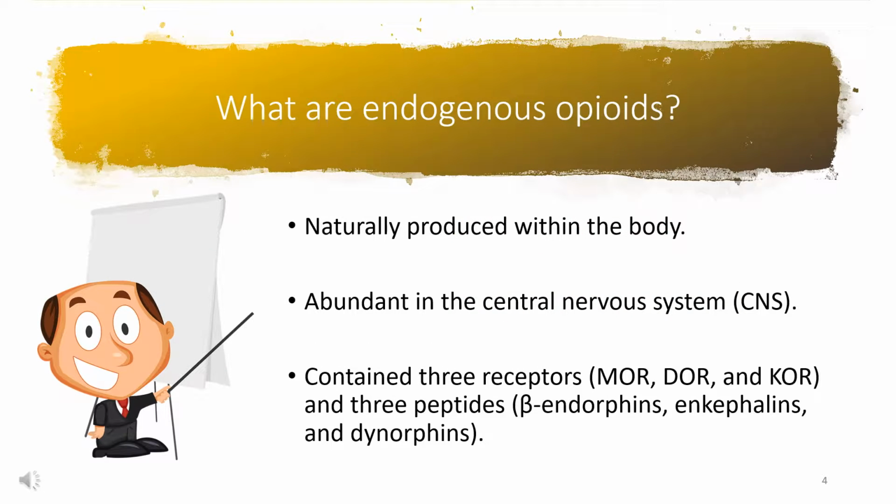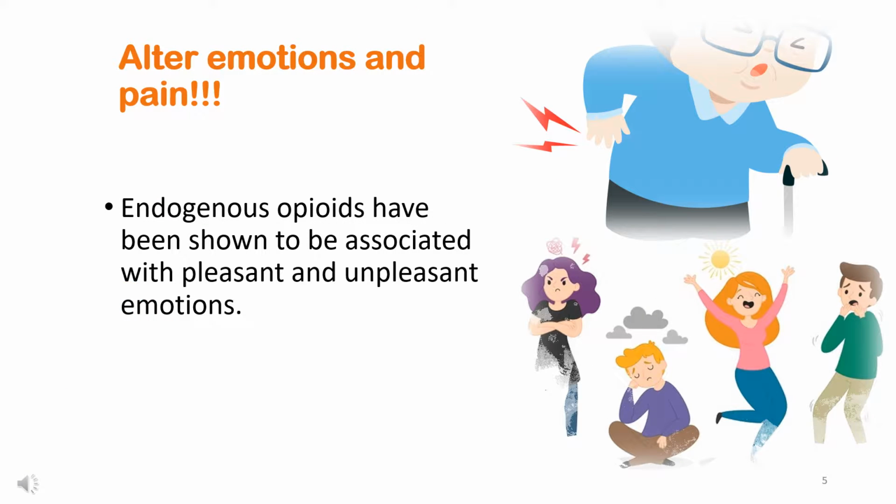So what are endogenous opioids? Endogenous opioids are naturally produced within the body. They are used as neurotransmitters that communicate information throughout the central nervous system. They consist of 3 receptors and 3 peptides. These can be found in the spinal cord, cerebrum, and the limbic system, which is an important area for regulating emotions. The importance of these receptors is that the binding of endogenous opioids alter emotions and pain. Endogenous opioids are associated with pleasant and unpleasant emotions, with specific receptors regulating these changes.